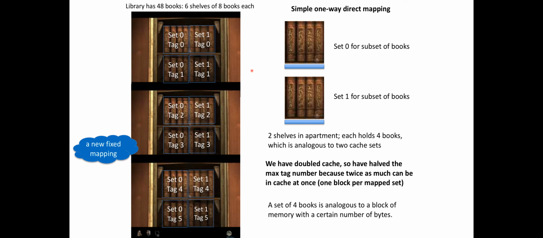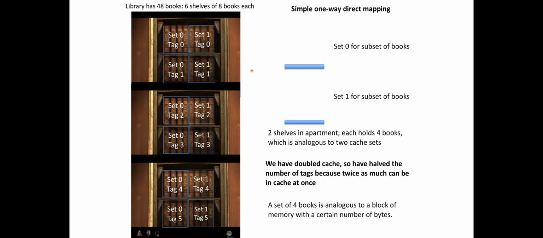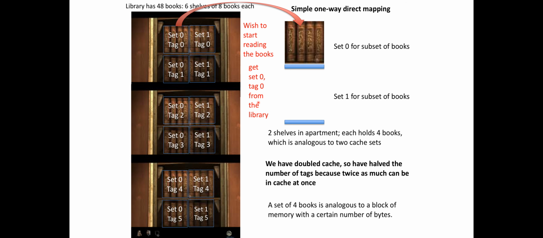So now if we stick with this mapping for a bit here, let's see what happens if I go ahead and decide, okay, I'm going to start doing my research. I'm going to read the books, and I'm going to start with the first 4 books here. So I'm going to go to the library, and I'm going to get out these first 4 books, and I'm going to put them on my set 0 shelf.